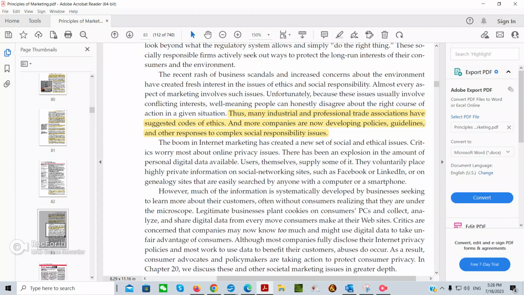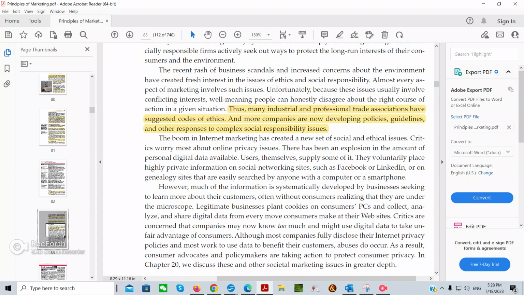Now, booming internet marketing has created a new set of social and ethical issues. Critics worry more about online privacy issues. There has been an explosion in the amount of personal digital data available. Users themselves supply some of it. They voluntarily place highly private information on social networking sites such as Facebook or LinkedIn, or on genealogy sites that are easily searched by anyone with a computer or a smartphone.